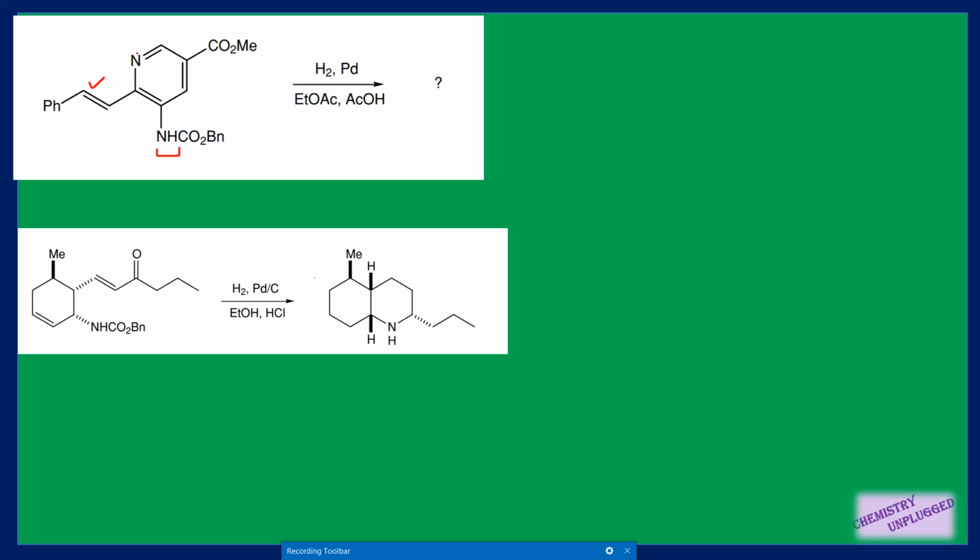Next one is, in this case we are using hydrogen, palladium over carbon in presence of ethanol and HCl.